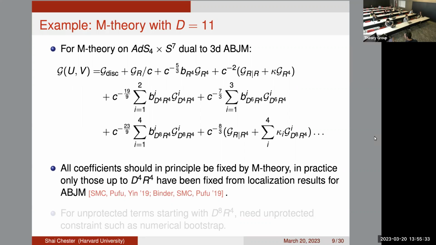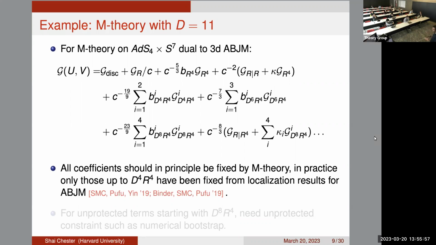And so instead, the way we've tackled this problem is starting from the CFT perspective, where we use constraints from supersymmetric localization to fix some of these low-lying B coefficients. In particular, in these various papers with these authors, we managed to fix the B coefficients for the R to the 4, as well as the D to the 4 R to the 4. But we do not yet have enough constraints even to fix D to the 6 R to the 4, which is still protected.